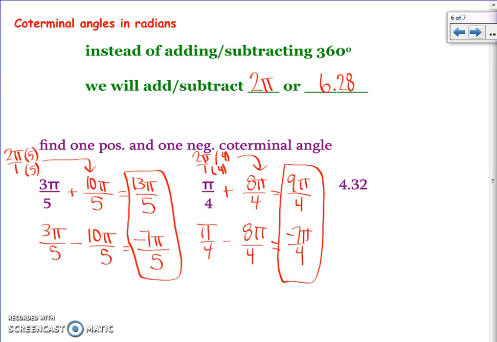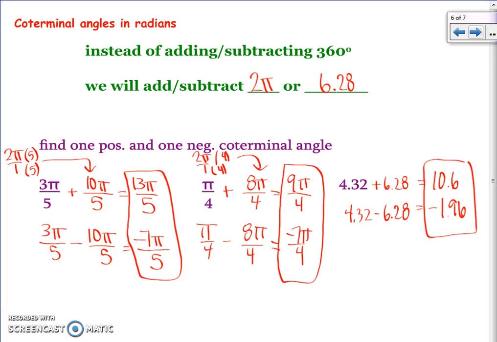Now, if they give you the radian measure in decimal form, so it's not in pi form, all we do is we add and subtract 6.28, and that's it. So help me out with these numbers here. Okay, good with that? So if you're in degrees, you add and subtract 360. If you're in radians, you add and subtract 2 pi to find those coterminal angles.